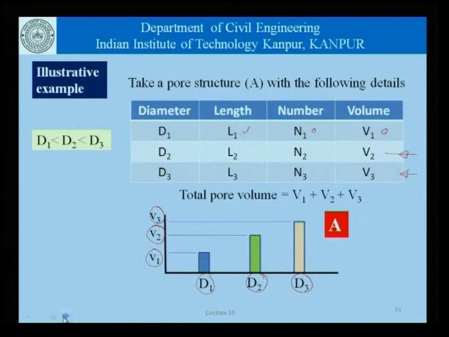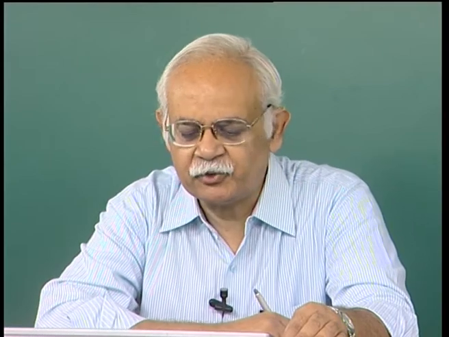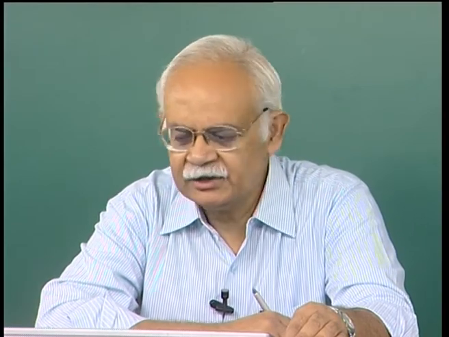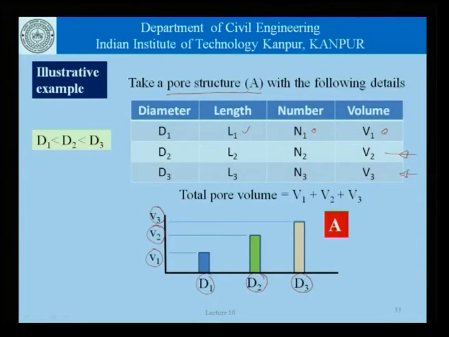So, we have a pore system or a pore structure A, which has diameters of pores D1, D2 and D3. The individual volumes of pores of these sizes is V1, V2 and V3, and the total pore volume is V1 plus V2 plus V3. So far, so good.